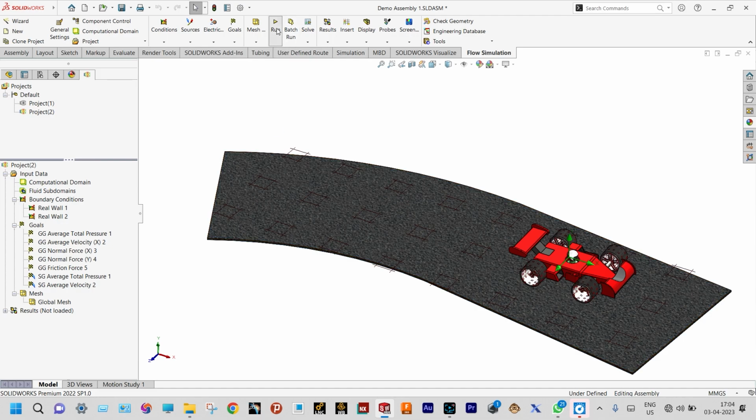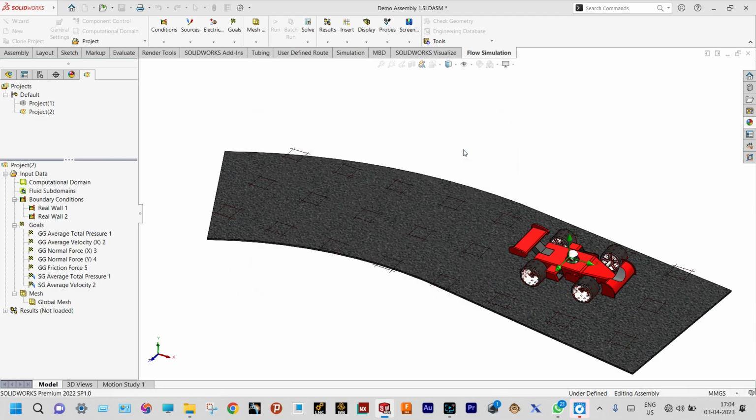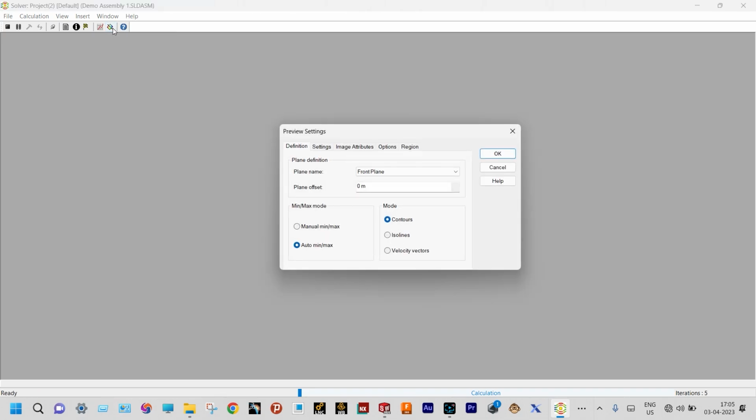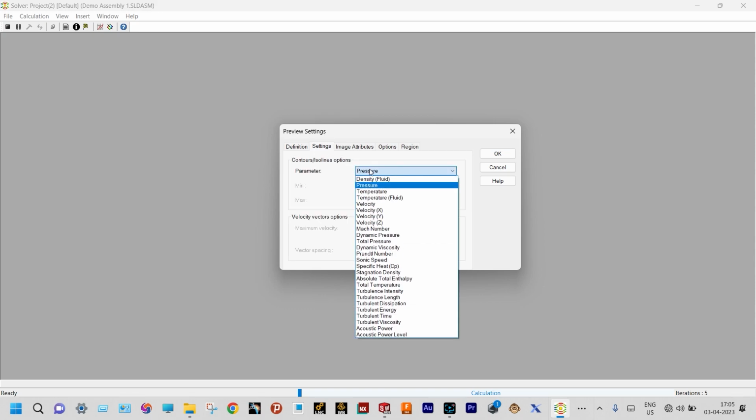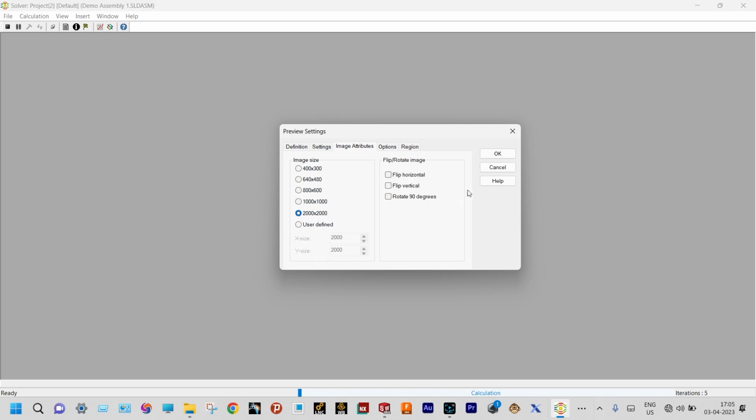Now we need to go for running this one. Let us run this simulation. We are running with new calculations. Let us run it. You can see the simulation has already started and initial calculations are going on. We can see the results from here itself, from the solver window itself. Let us see what is going on inside, right? Let us view the velocity distribution, and from image attributes you can select the higher resolution one.